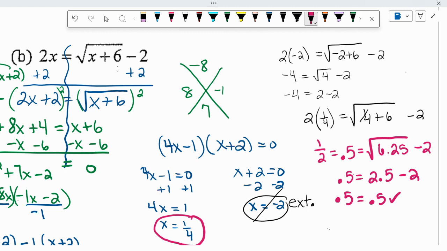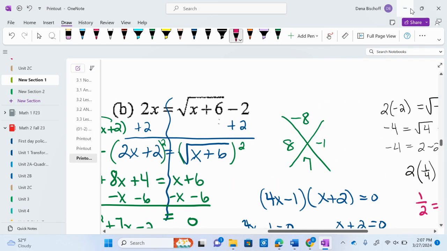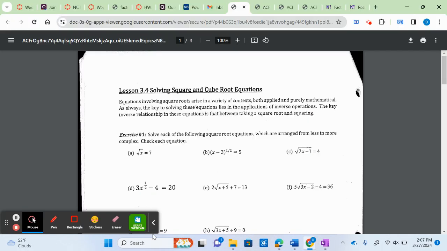So you guys are going to do, I'm going to go to your homework really fast. We'll finish these notes tomorrow. I have to stop this.